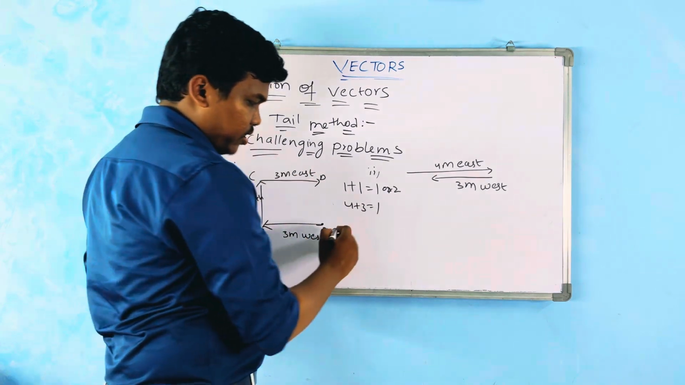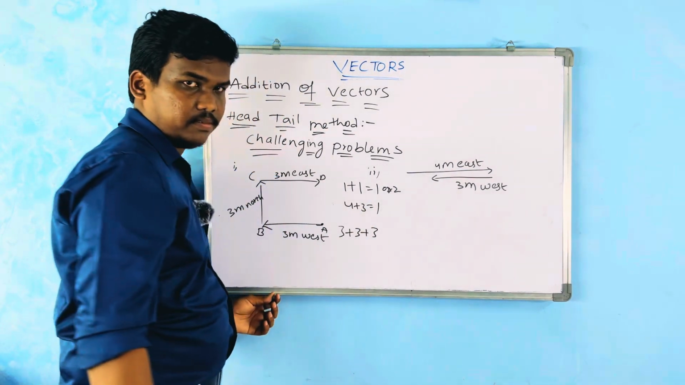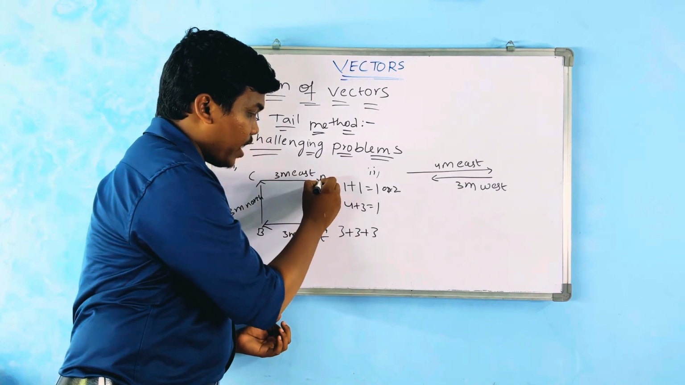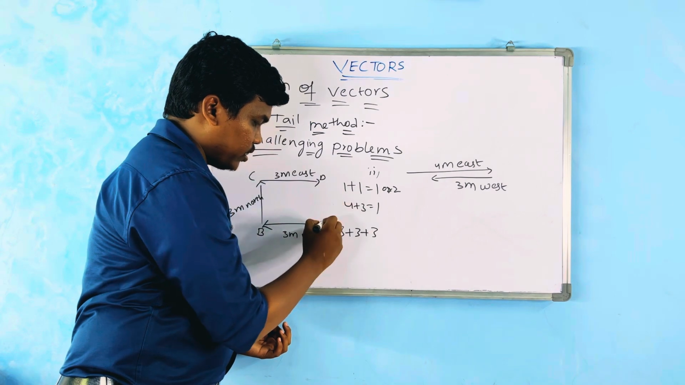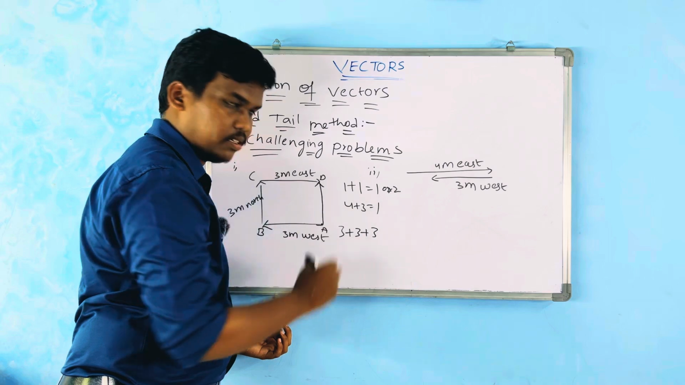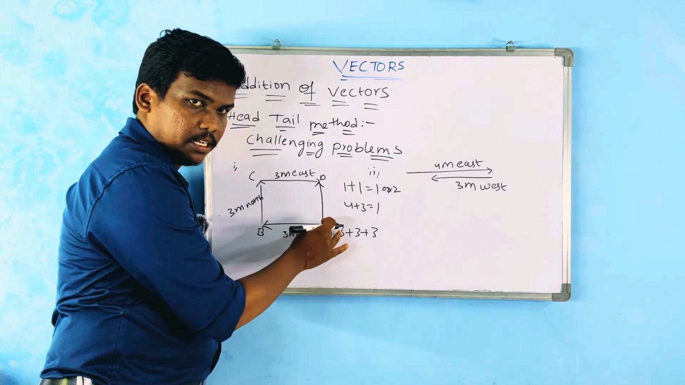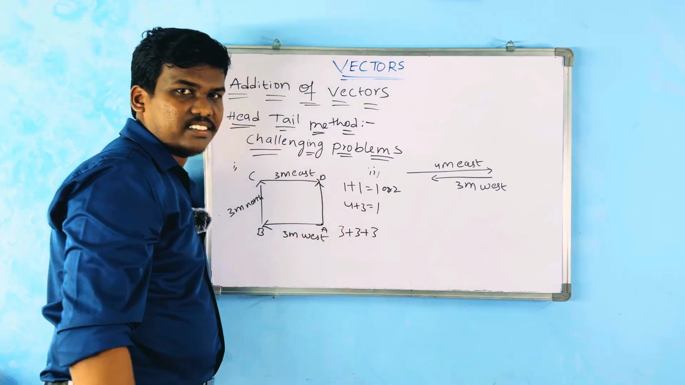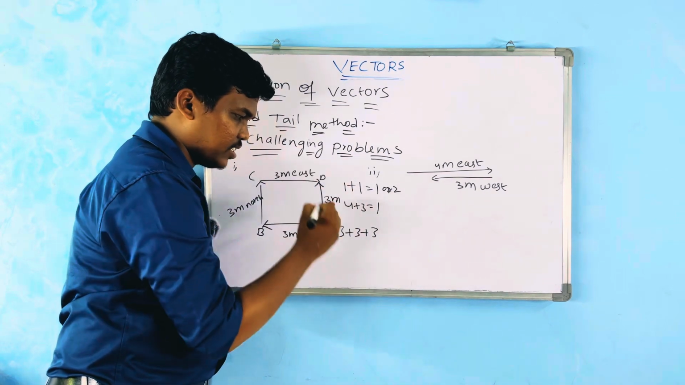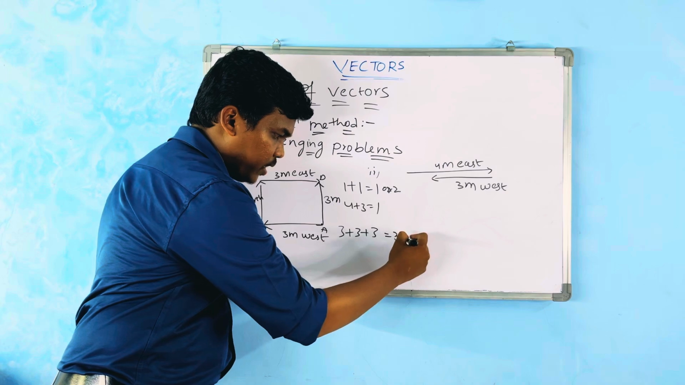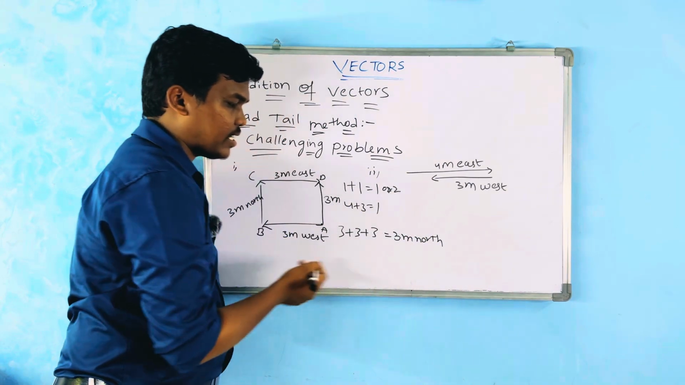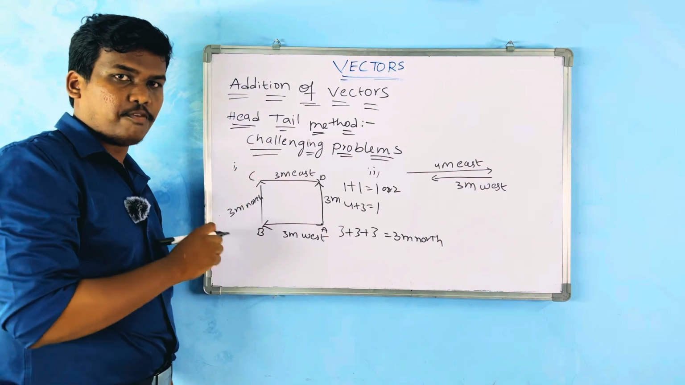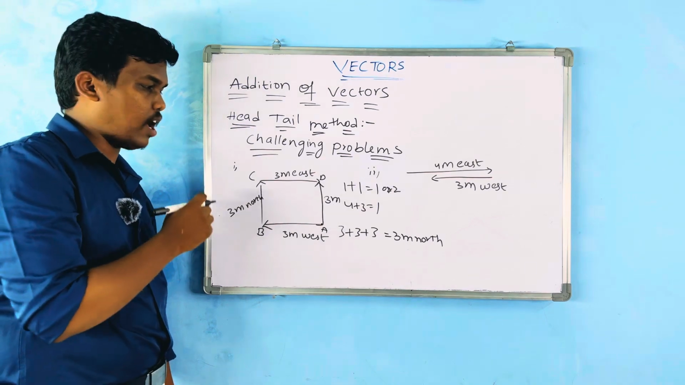What is the answer? 3 plus 3 plus 3. What will be the answer? According to the head-tail method, we have to join the first vector's tail to the last vector's head. What is the distance between A and D? This is 3 meters. That means 3 plus 3 plus 3 is equal to 3 meters north. This is the resultant of these 3 vectors. So this kind of problem will be somewhat problematic. You have to think and give the answer to these problems.